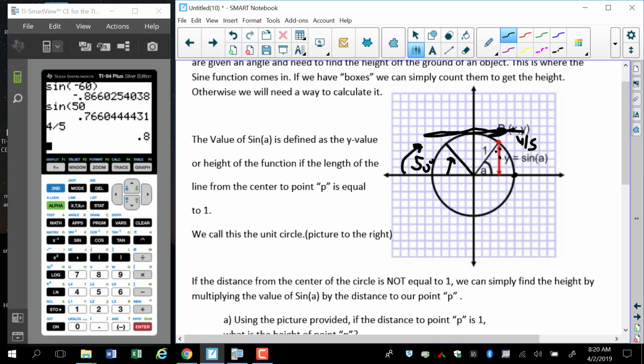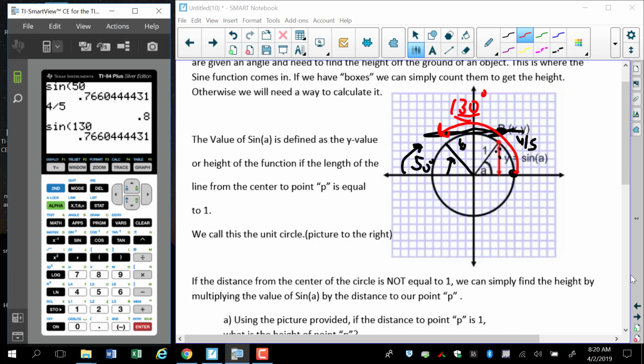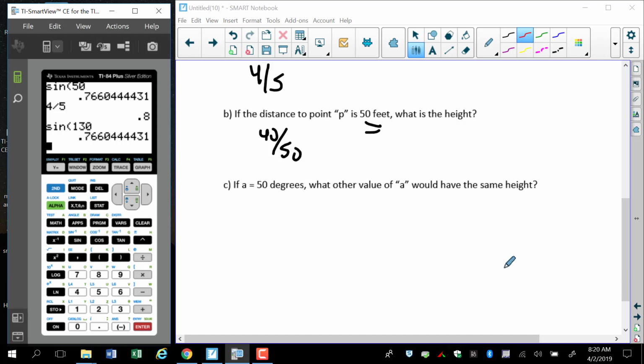How many degrees is that from here? This is 90 degrees. This is 50, which means this is 40. So 90 plus 40 is going to be 130. We're going to go from here over. This is 130 degrees. So if I did this correctly, sine of 130 should be the same as sine of 50. Hit enter, and what do you know? It is.